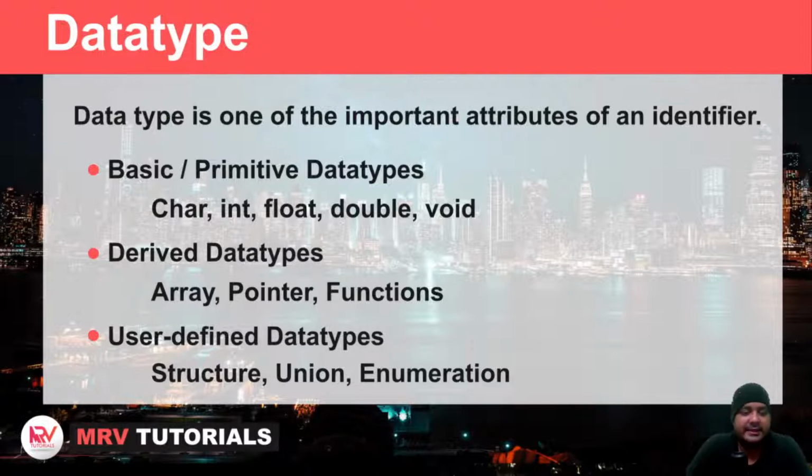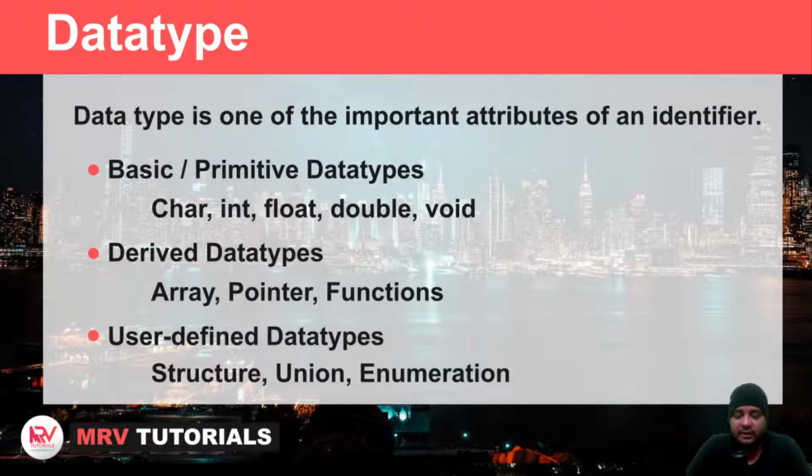The next data type is your user-defined data type. Under user-defined data types, we have structure, union, and enumeration. Here also we alter the properties of your primitive data types. The properties which you are altering here are different from your derived data type, which is something like a homogeneous kind of data.